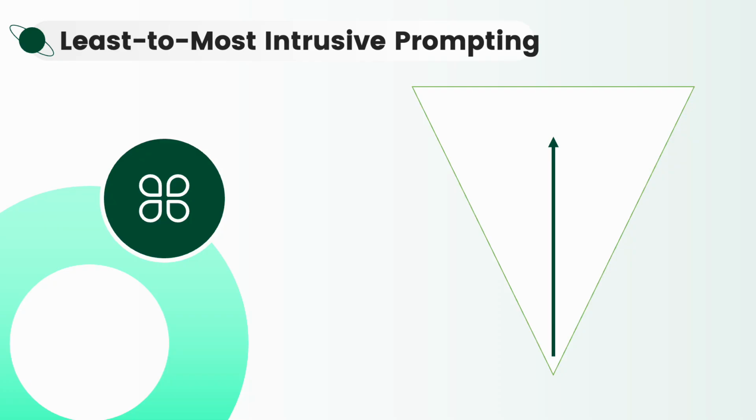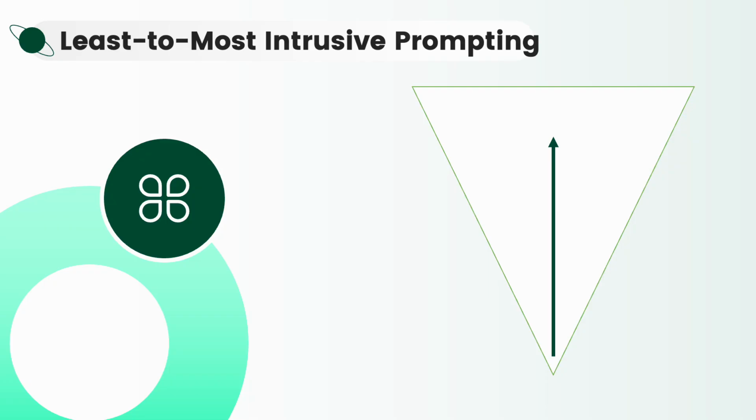Let's start with least to most prompting. This approach means we start with the least amount of help and only increase support if needed. What this looks like is in step 1, we give the instruction, touch your head, then we wait. This wait time is critical. We're giving the learner a chance to respond independently.